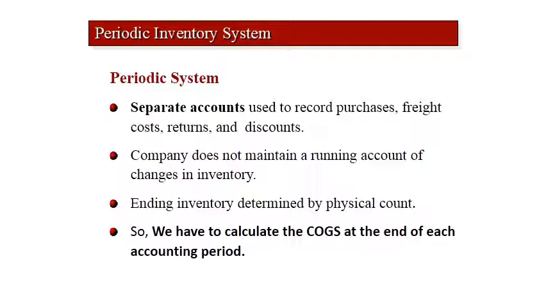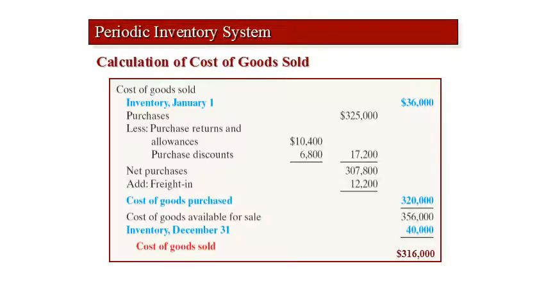Ending inventory is determined only by a physical count at the end of each accounting period. So we have to calculate the cost of goods sold at the end of each accounting period. Not like the perpetual system, where we have an inventory account. We can determine the ending inventory at any time from the T account we have, and we know exactly the cost of goods sold.